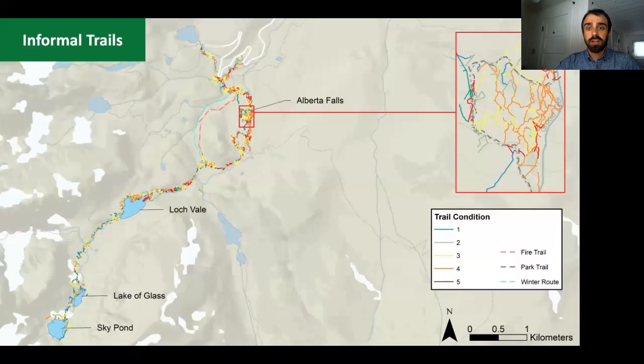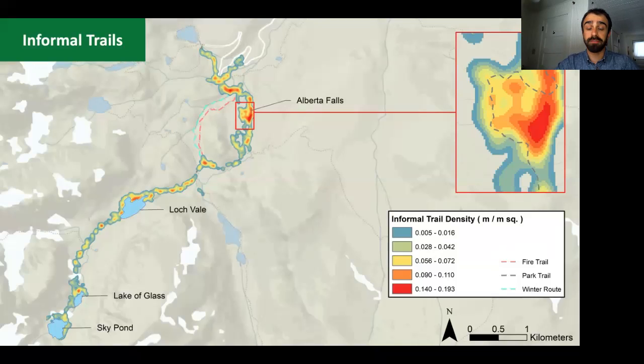So here we see the first mapping of informal trails through the Lockvale watershed. The colors indicate a qualitative condition of the trail, or how much erosion happened. And we mapped over 8 kilometers of social trails for this 9-kilometer trail system. In the top right is a call out of Alberta Falls.